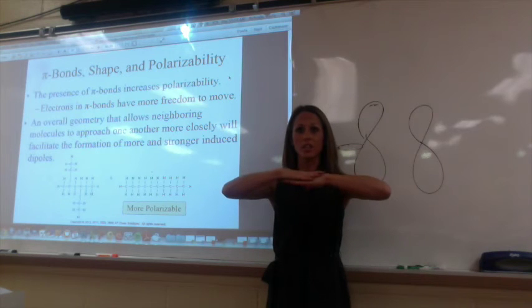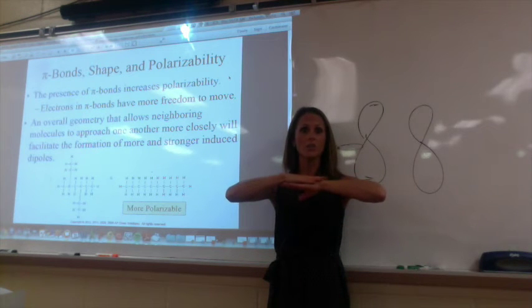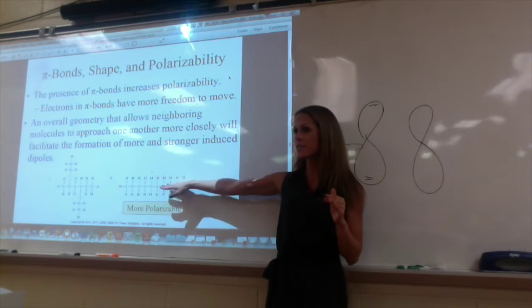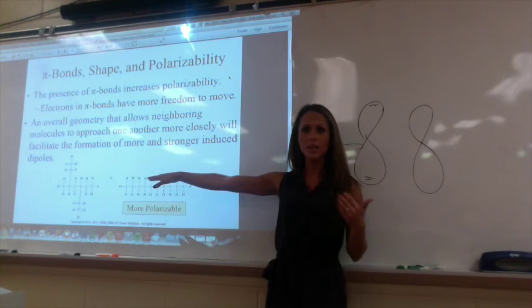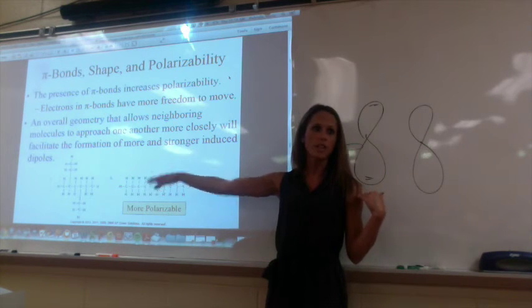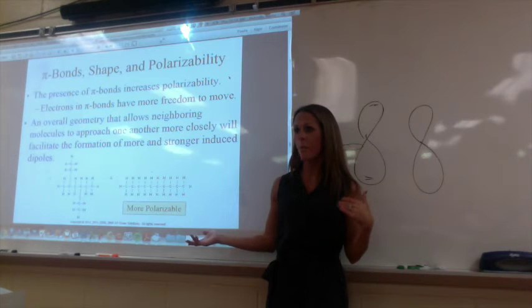The ones that are touching each other more are going to have stronger forces of attraction, right? So these can stack nicely, stronger forces of attraction. Those don't stack nicely, weaker forces of attraction, even though they have the same number of electrons.